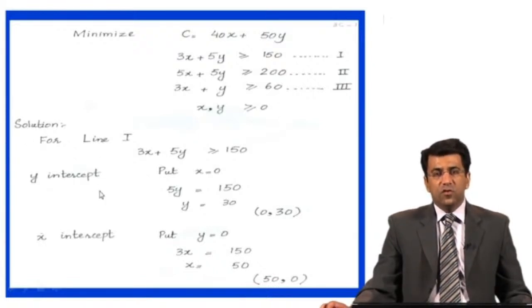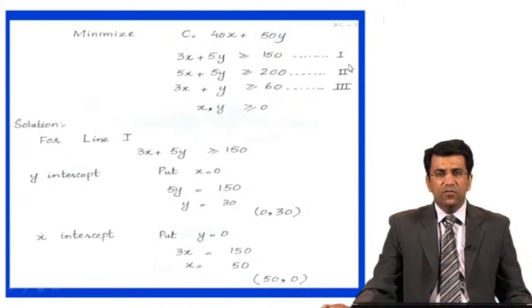Now again class, you already know how to solve these equations. First of all, we will take equation 1, that is inequality 1, convert the inequality into an equation, and by putting x is equal to 0 we can get the value of y, and by putting y is equal to 0 we can get the value of x. So we can have two points for that particular constraint, that is (0, 30) and (50, 0). So now we would be able to plot these two points on the graph in order to have a line for this particular constraint.